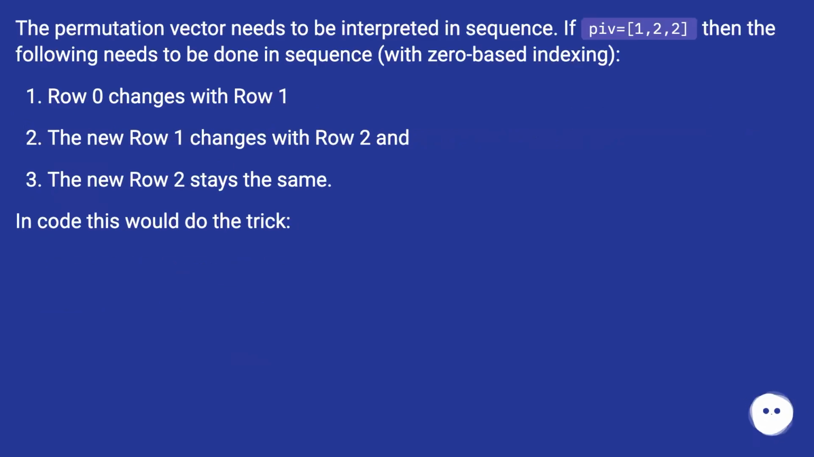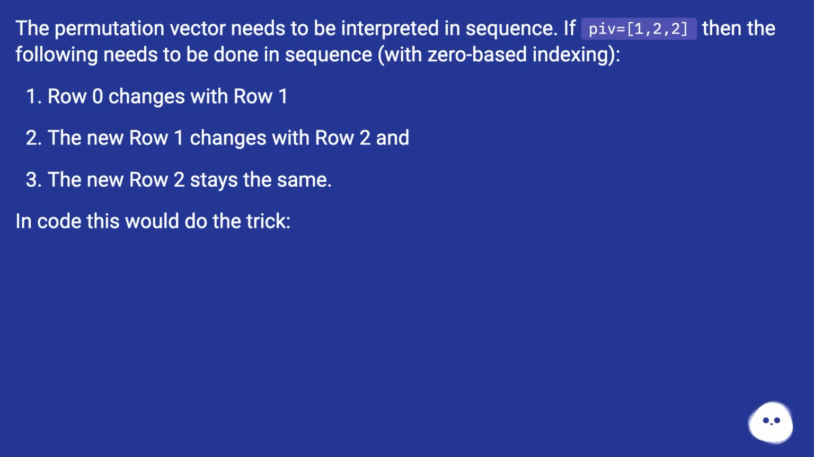The permutation vector needs to be interpreted in sequence. If piv is [1, 2, 2], then the following needs to be done in sequence, with zero-based indexing. Row 0 changes with row 1. The new row 1 changes with row 2, and the new row 2 stays the same.